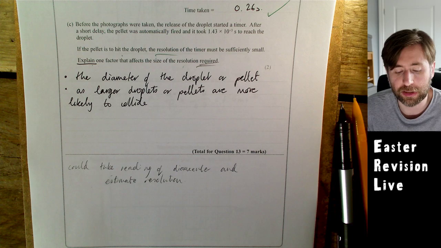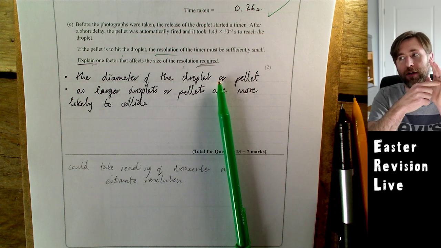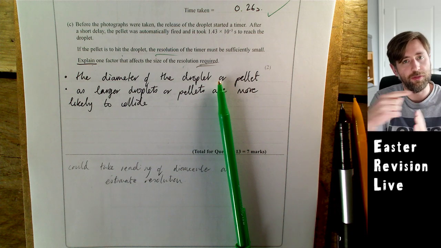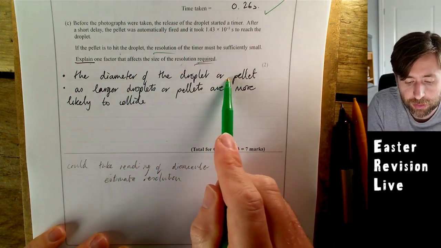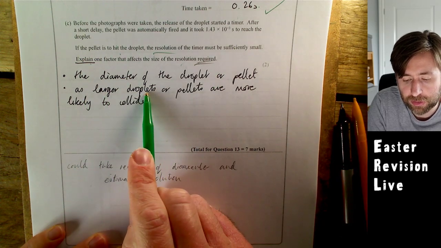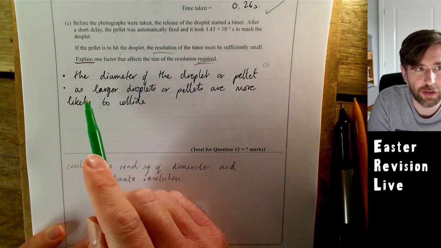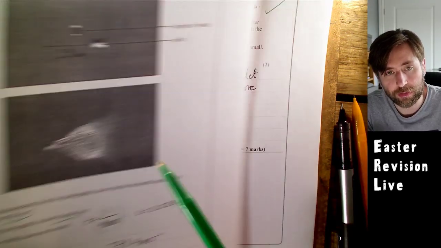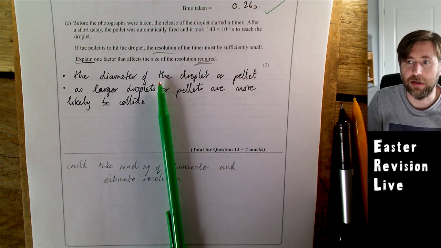Well, the factor that matters is the diameter of the droplet, or the diameter of the pellet, because they have to collide in space. So if the resolution is too large, if it's not a small enough scale, then they could miss because it could be released too early or too late. And so that's the diameter of the droplet. And the point is, if you have larger droplets, they're more likely to collide, so you don't need as fine a resolution. Now, actually, you could have taken a reading of the diameter from the photograph and gone ahead and worked out what resolution that would need to be. The key thing is, I was thinking to myself, okay, this is a question about resolution.